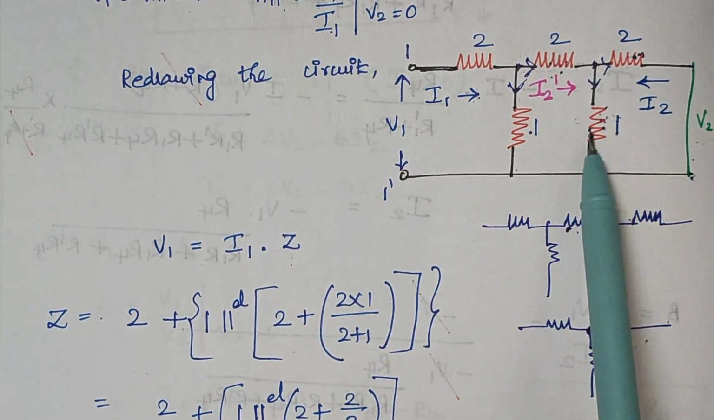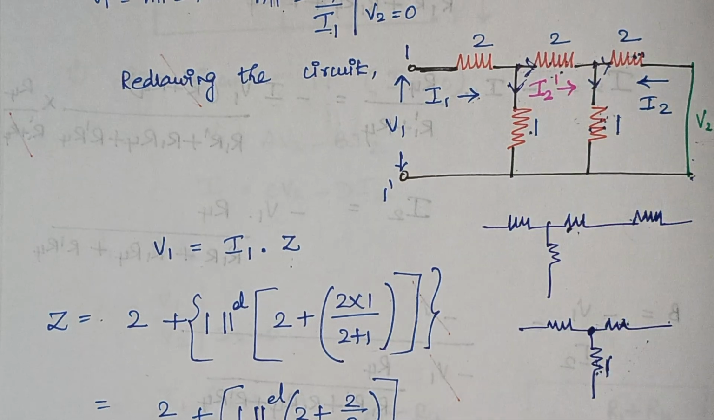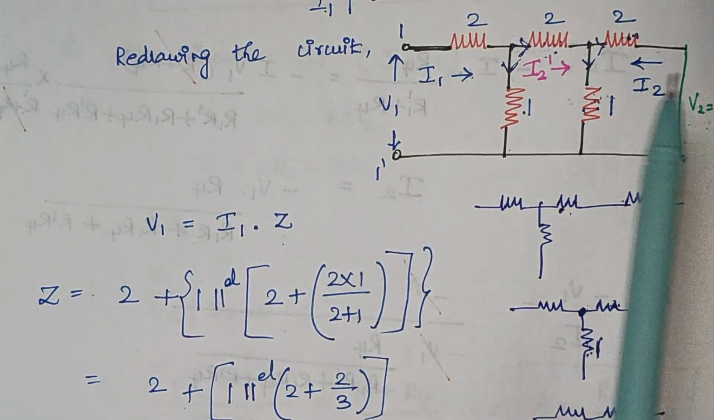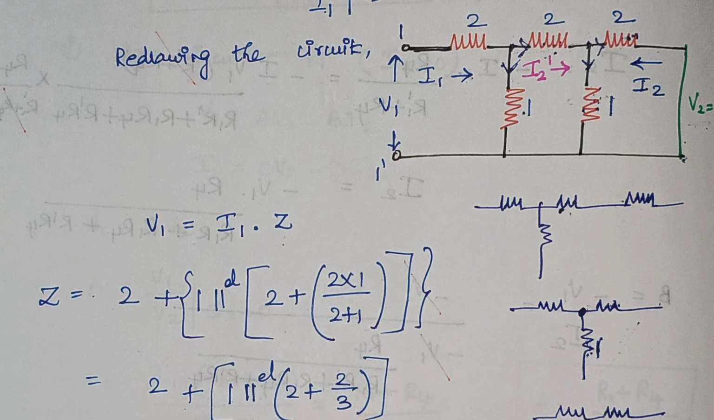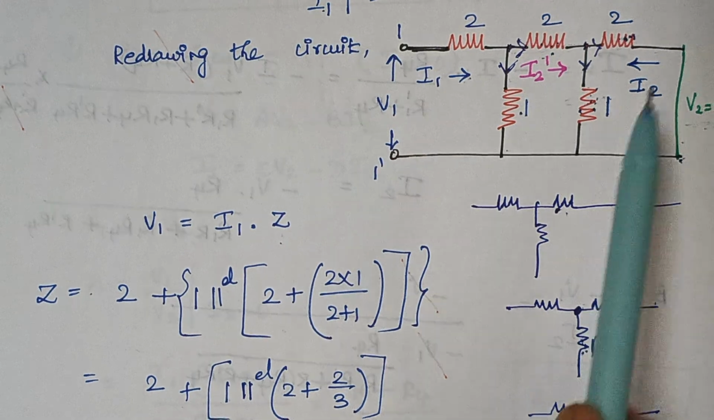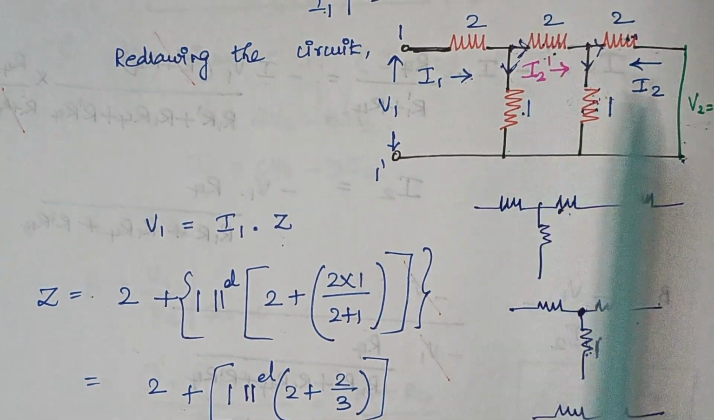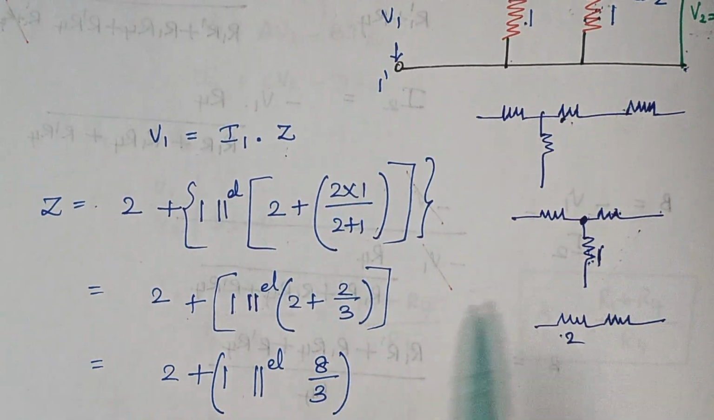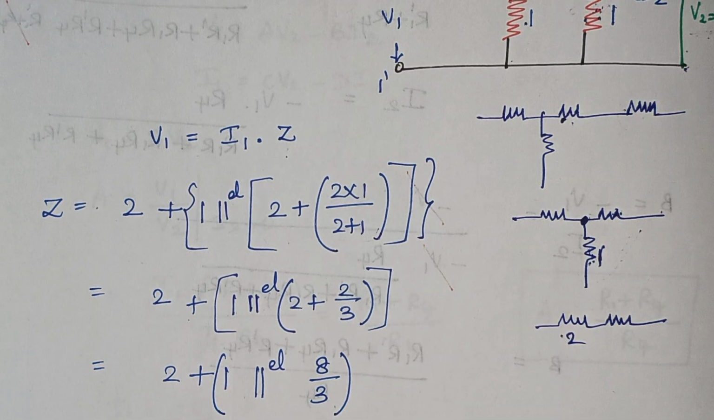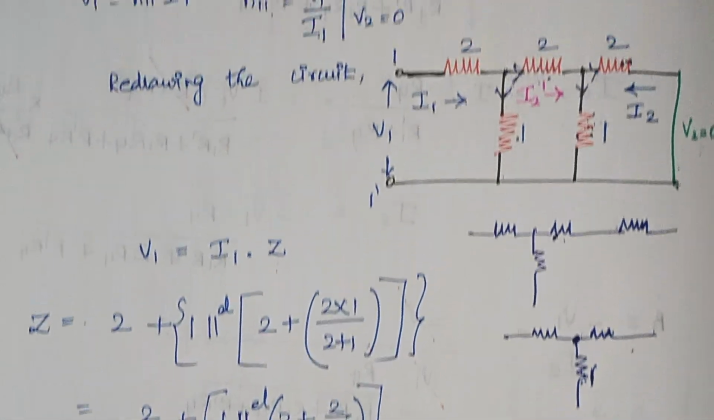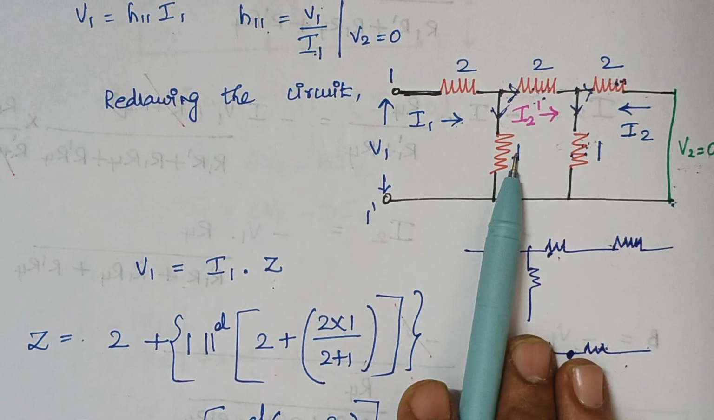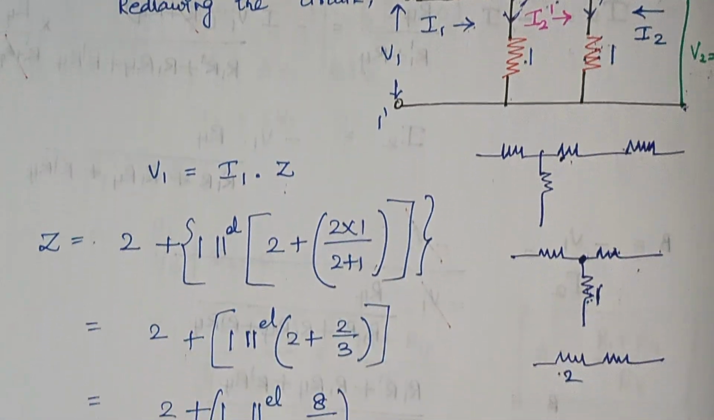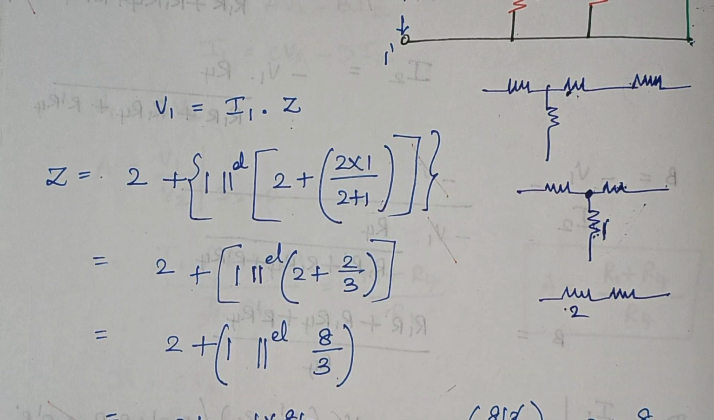These two resistors are in parallel and that is in series with this 2. So you see it is 2 into 1 divided by 2 plus 1, and that comes in series with this 2. When you solve these things, we end up with 8 by 3. Therefore, I have drawn these two resistors as such and I have replaced these three resistors with their equivalent resistance value, which is 8 by 3.